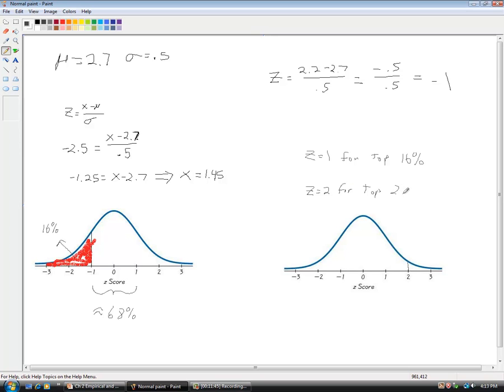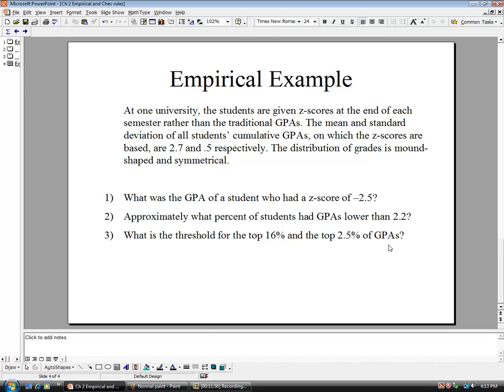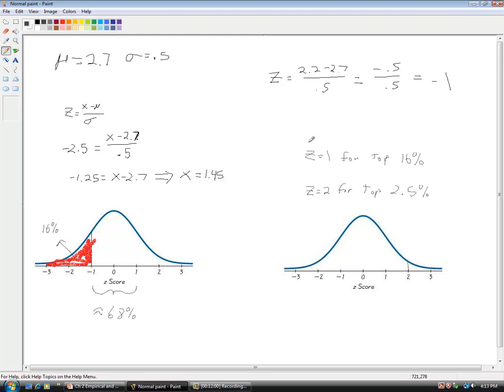So for the top 2.5%, we knew z equals 2. Now, the question's actually looking for the GPAs, so we're going to use our z-score formula like this and calculate each one of them. So we'll use a 1 first and then 2. We multiply through, we get 0.5. And when we add 2.7 to each side, we're going to have 3.2. So that's the value that we're going to use for one standard deviation, and the threshold for the top 16%.